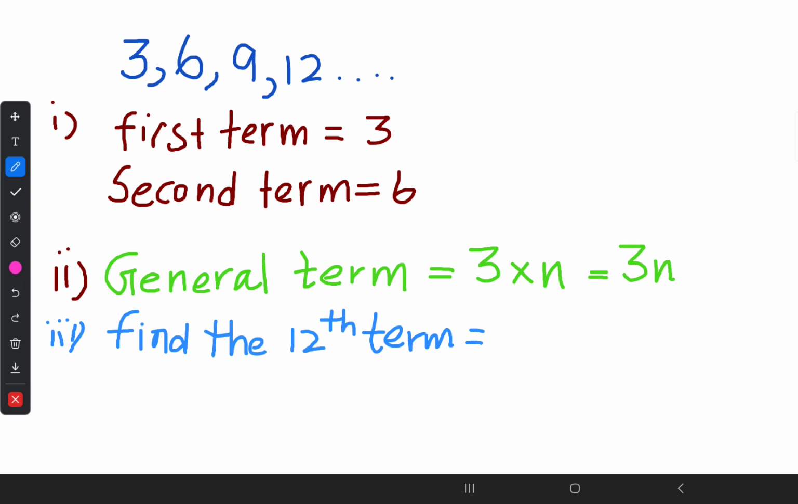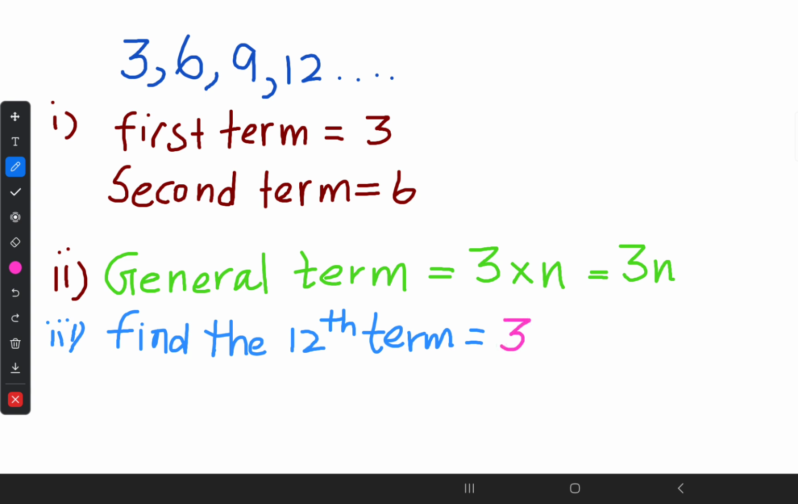We already found the general term now. General term means that instead of this n, when you substitute a number, 3 and n are in a multiplication relationship. When you substitute 1, that will give you the first term. When you substitute 2, that will give you the second term. When you substitute 5, that will give you the fifth term. When you substitute 12, that will give you the 12th term. Likewise, 3n is our general term formula.